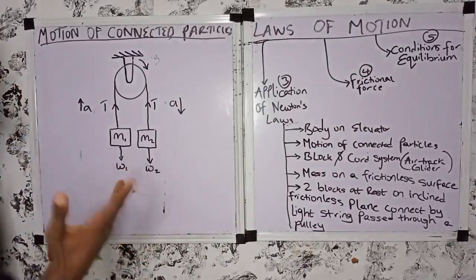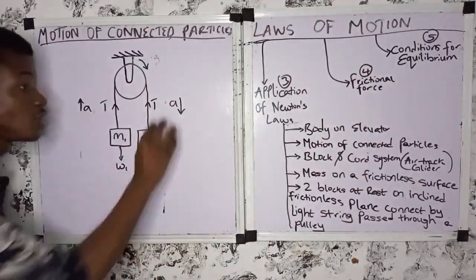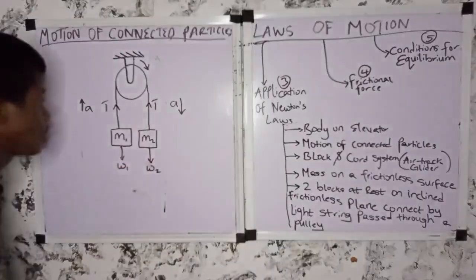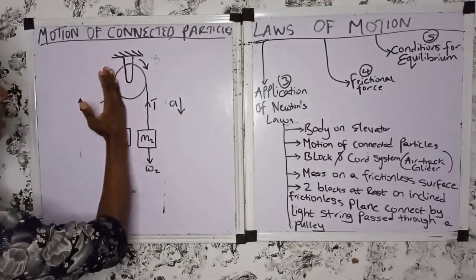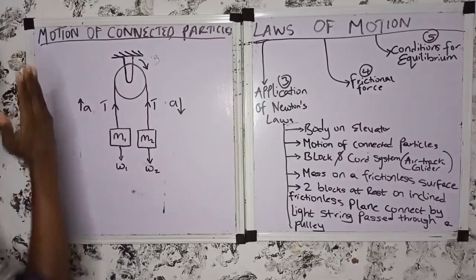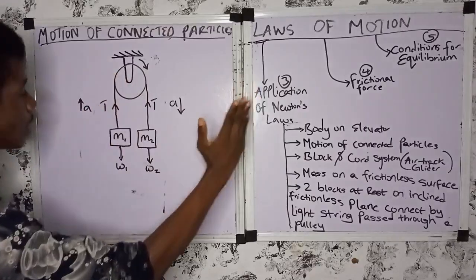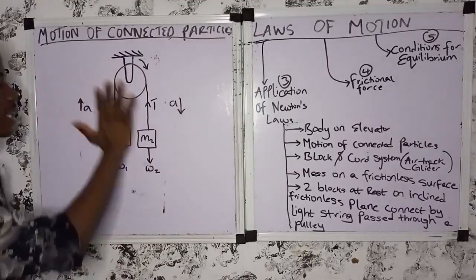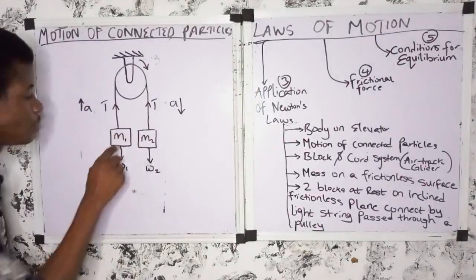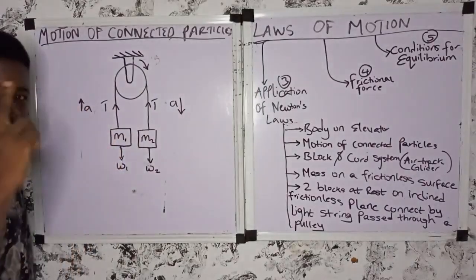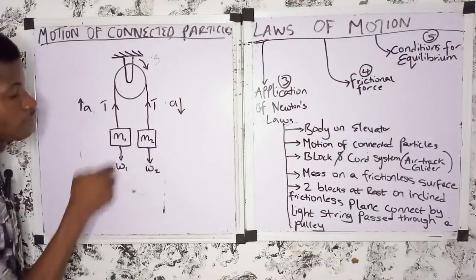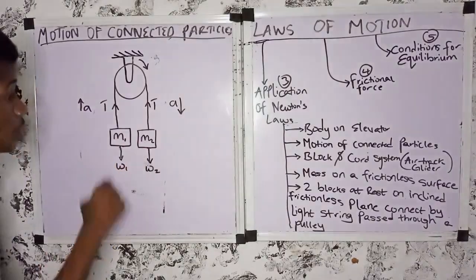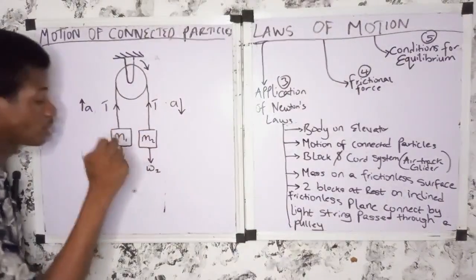Now, in order for us to derive the equation for the common acceleration and the tension, we divide it into two parts. We calculate the total force acting on this side, and we also calculate the total force acting on the other side. How many forces are acting on M1? There are two forces: one is the tension, the other is the weight. What about M2? There are also two forces, the tension and the weight.